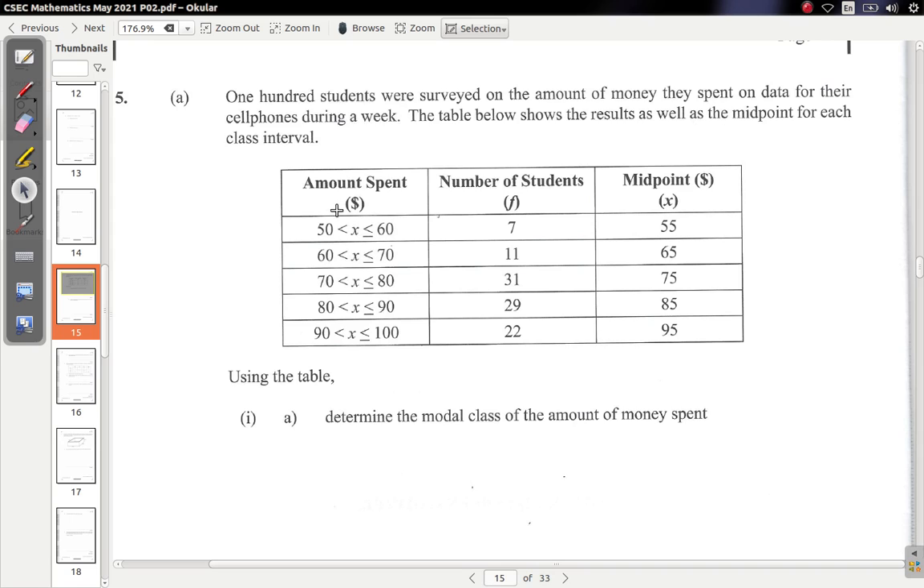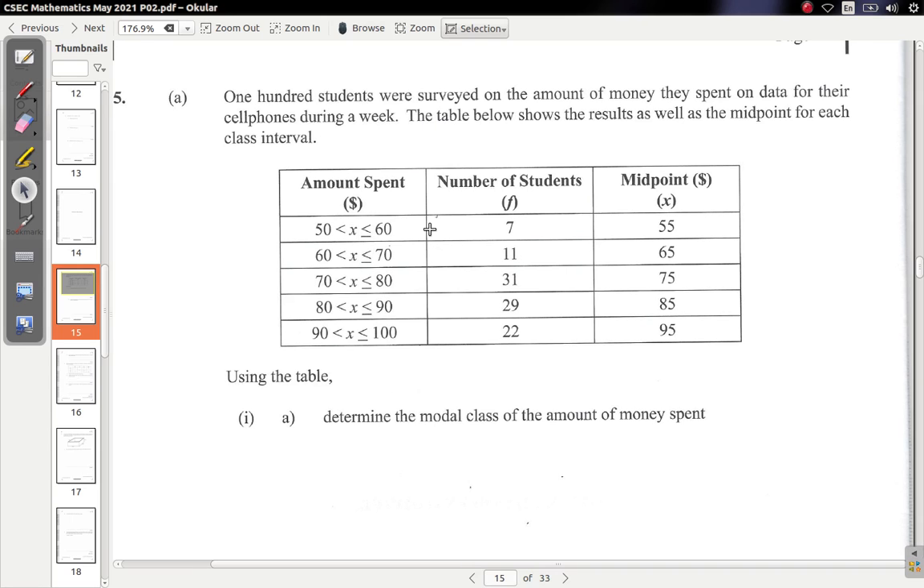So the amount of money spent is 50 to 60, 60 to 70 and so on. It's greater than 50 but less than or equal to 60. Alright. The number of students in each is right here, and the midpoint is there.